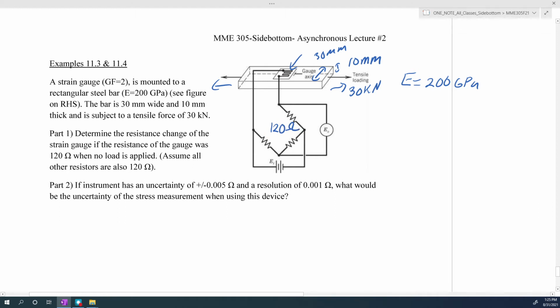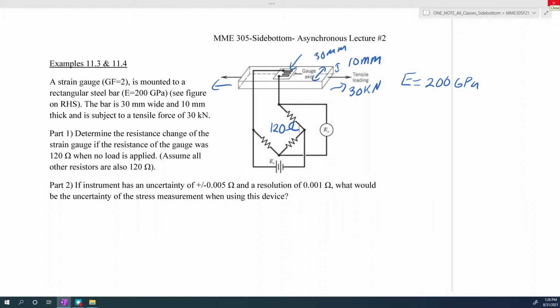And the second part of the problem asks: if we can only measure an uncertainty of about plus or minus 5 milliohms, and we have a resolution of about 1 milliohm, what would be the uncertainty in the stress measurement that we're using? So let's first determine the change in resistance.